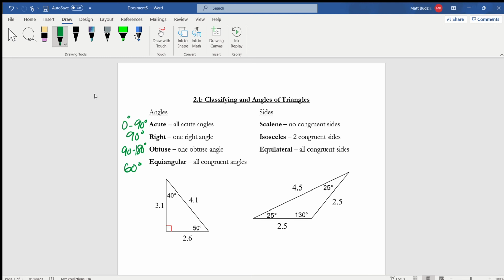Scalene, if we're looking at sides now, scalene has no congruent sides. Isosceles has two congruent sides. And then equilateral has all congruent sides.